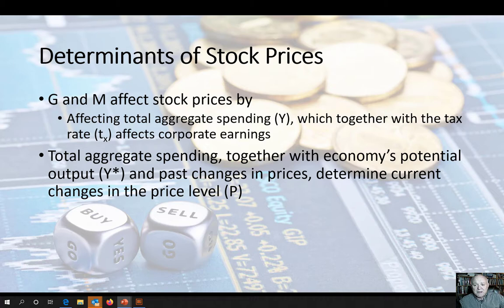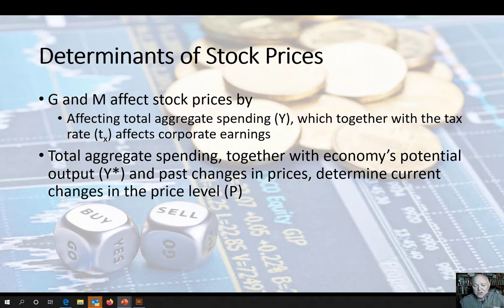So total aggregate spending, together with the economy's potential output, that exogenous variable, past changes in prices, are going to determine changes in the price level. And changes in the price level, of course, is the term that we also use to describe inflation. Now, in the model that follows, which is originally, I believe, produced by the Federal Reserve Bank of St. Louis, it describes an economy made up of exogenous and endogenous variables.